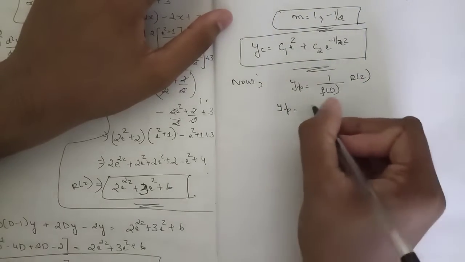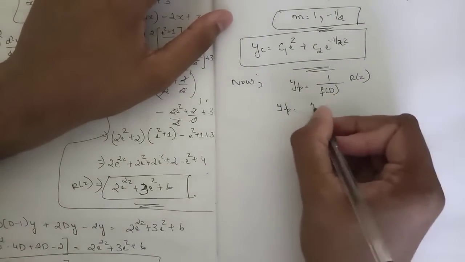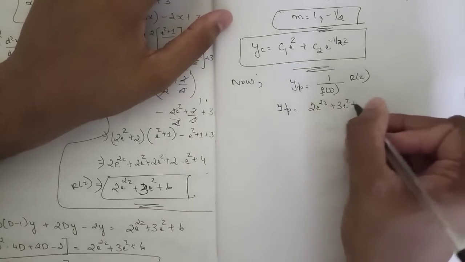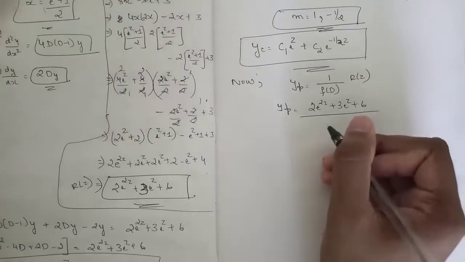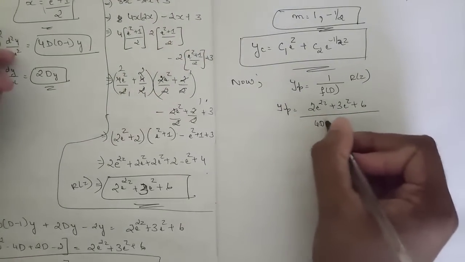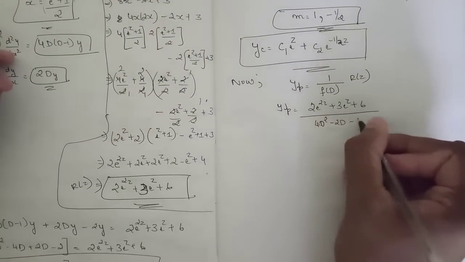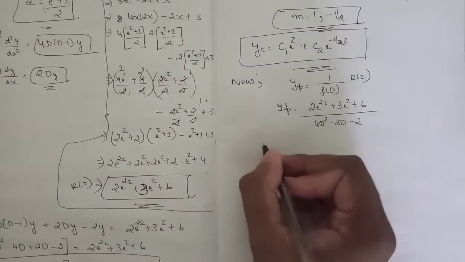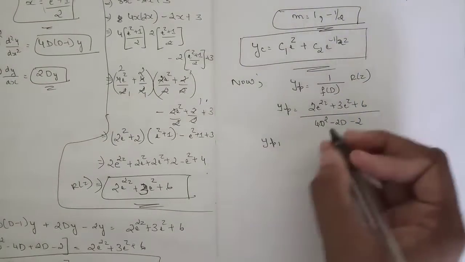So Ip is, r of z is given as 2 e power 2z plus 3 e power z plus 6 divided by f of d, which is 4d square minus 2d minus 2. So again this is split into 3 terms, right? So we need to find yp1, yp2 and yp3.